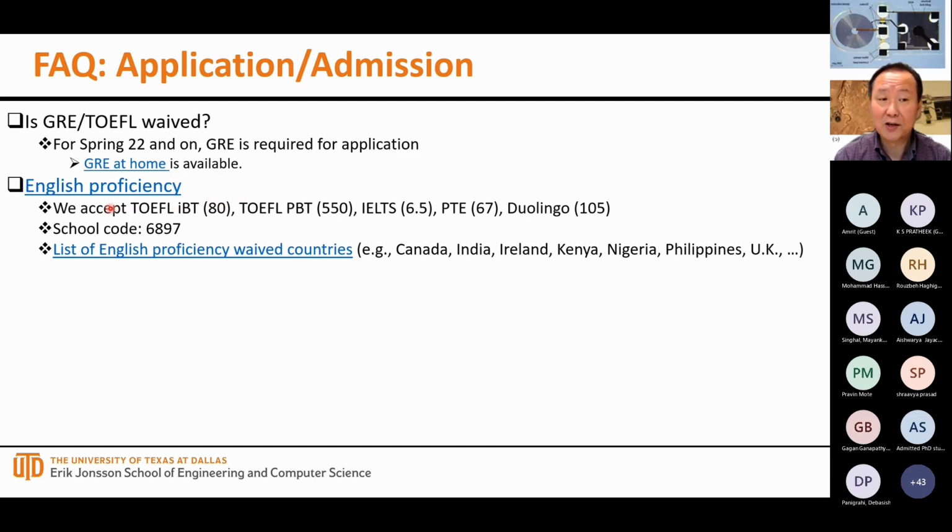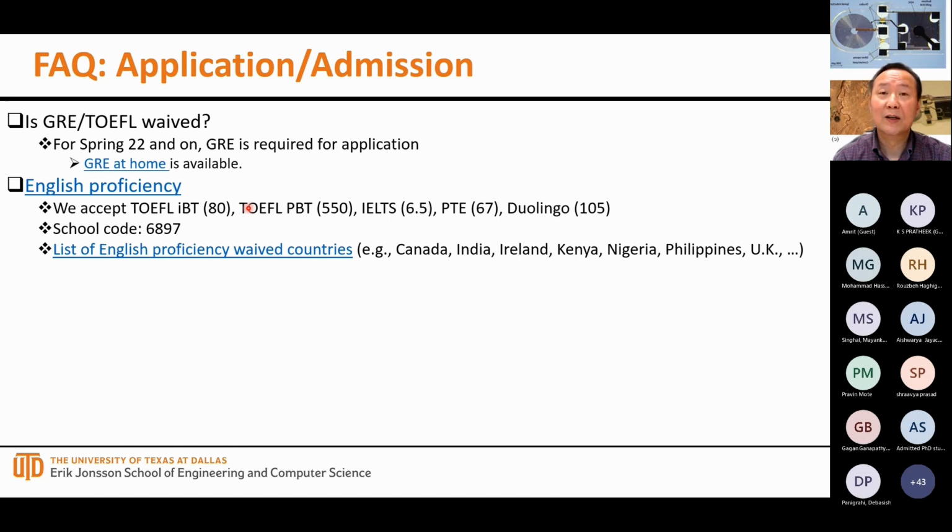TOEFL is part of the English proficiency requirement, so we don't just accept TOEFL as an English proficiency requirement. IELTS is another, and PTE and Duolingo are also accepted. All of these satisfy the English proficiency requirement. And this is a university requirement, not a departmental requirement.